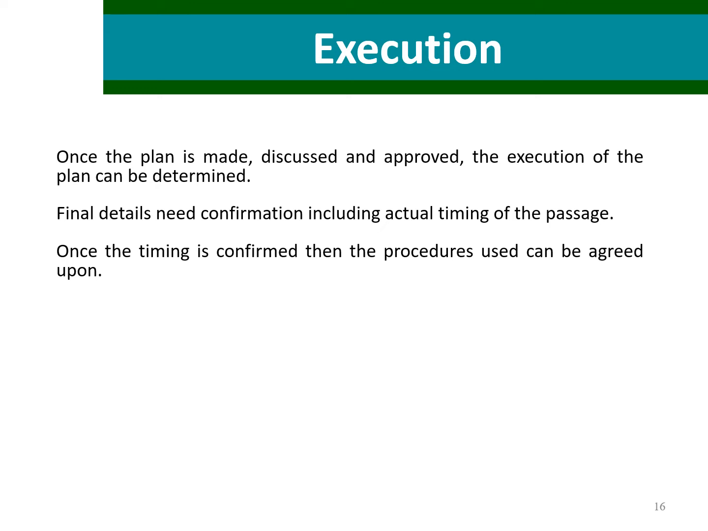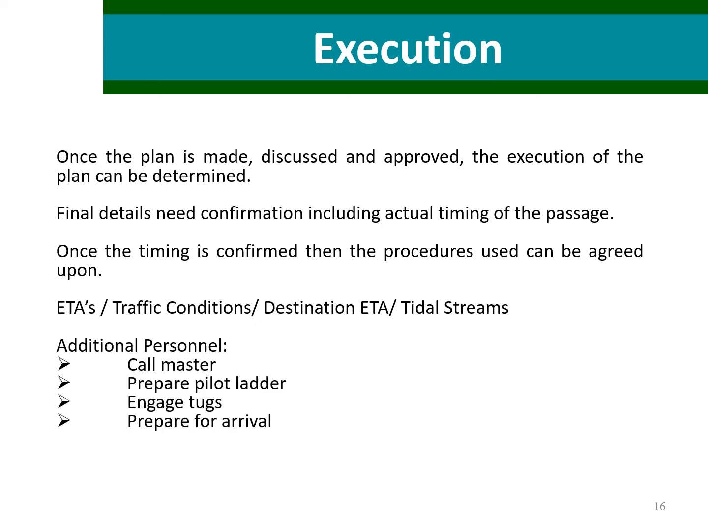Once the planning is done, and all the information is collected in the appraisal and planning sections, you lay out the plans, you take all the actions, and you calculate tides, use of parallel indexing, wheel over marks, clearing ranges and bearings. Once everything is confirmed, you then execute the plan in consultation with the ship's master and other officers, of course. This becomes more accurate now because you also take into account the estimated times of arrival, the traffic condition during arrival and departure, the destination ETA, as well as the tidal streams. Then you can call the master, prepare the pilot ladder, engage the tugs, and prepare for arrival of the vessel.